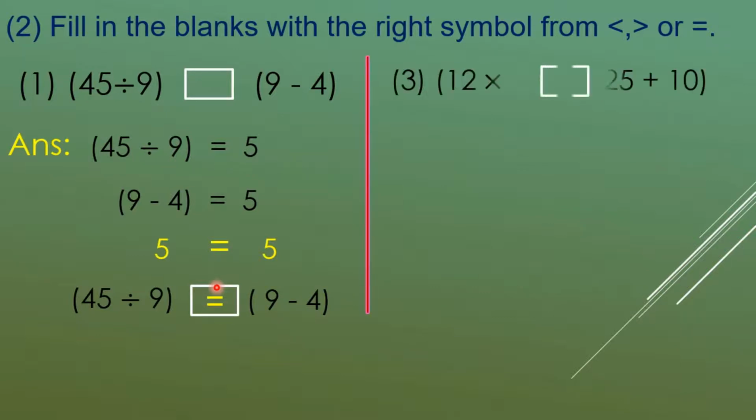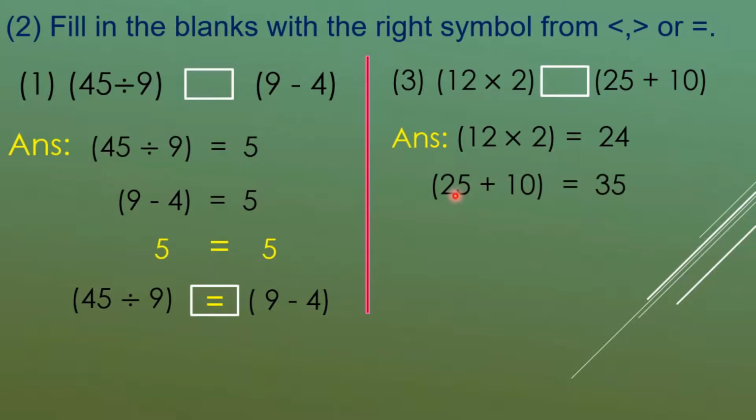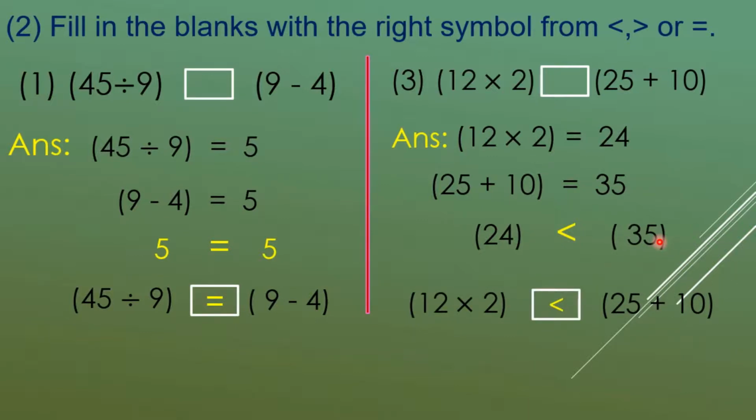Next example, we have 12 into 2, empty box, 25 plus 10. So to put the correct symbol we also have to compare these two expressions. The value of the first expression 12 into 2 is equal to 24 and the value of expression 25 plus 10 is equal to 35. So let us compare the values of these two expressions. Here we have 24 is less than 35. Hence we write the given expressions as 12 into 2 is less than 25 plus 10.